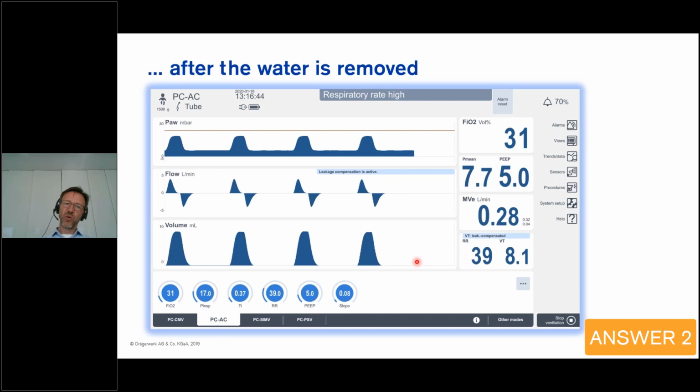Okay, if we remove the water from the system, then we end up with this. So we see now the respiration rate came down to the set respiration rate. Tidal volume is normal. Minute volume has come down to a reasonable value. And if we look at the flow and the pressure curve, all these bumpy signals are gone, and this looks very clean.